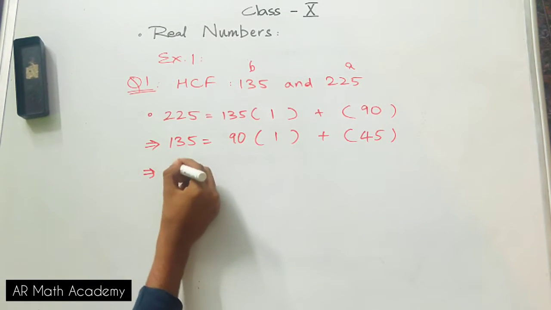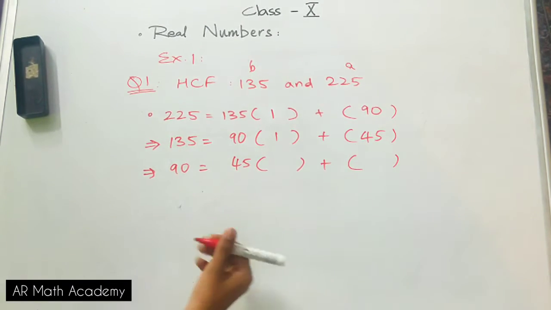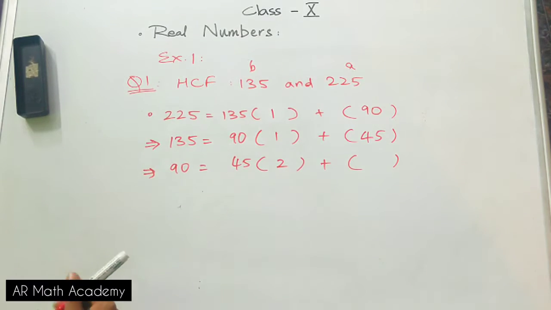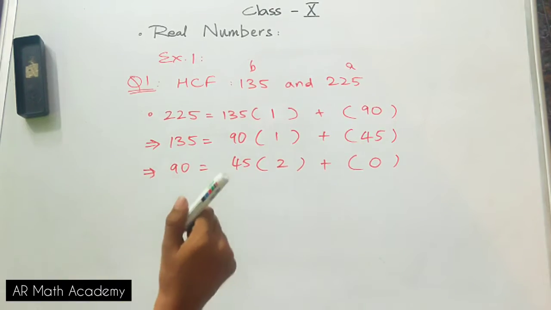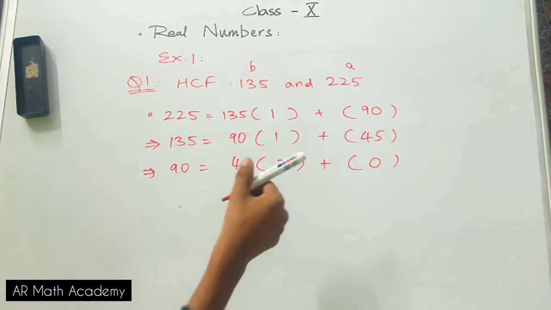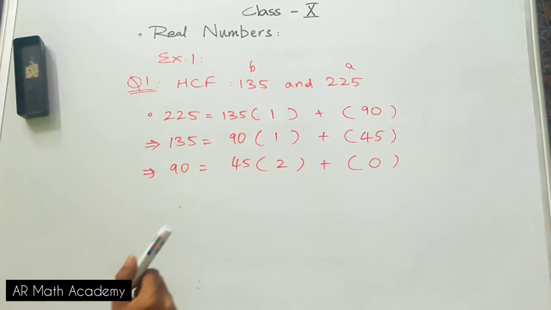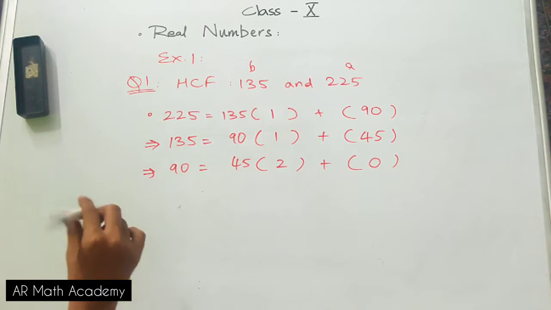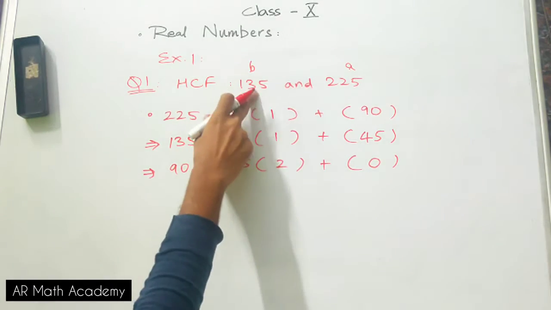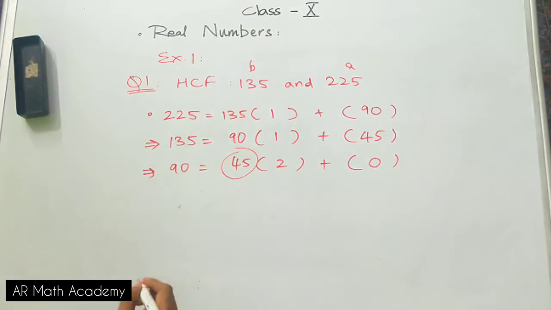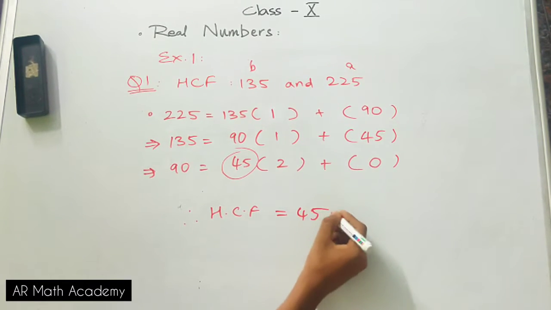Now again, the next step will be 90 equals 45 times some number plus some number. So 45 times 2 will be 90, right? 45 times 2, you'll get 90, plus there is no need for a remainder, so it will be 0. So this is the last step. Why is this the last step? Because you are getting the remainder as 0 and this is when you need to stop proceeding. So what is the HCF now? You've done all the procedures, but you need to find the HCF at the end. So the HCF of these two numbers 135 and 225 is 45. Therefore you can conclude that the HCF of the above two numbers is 45.